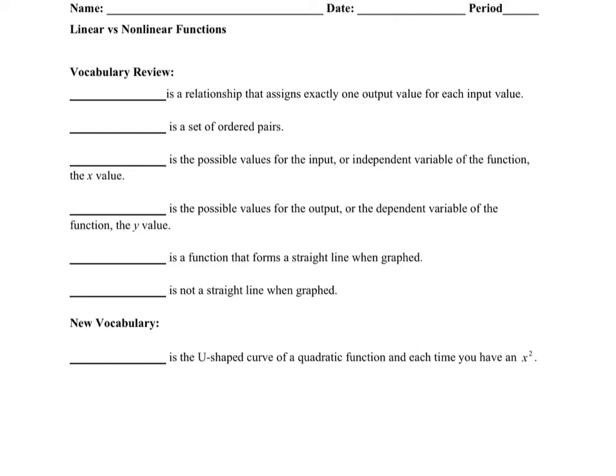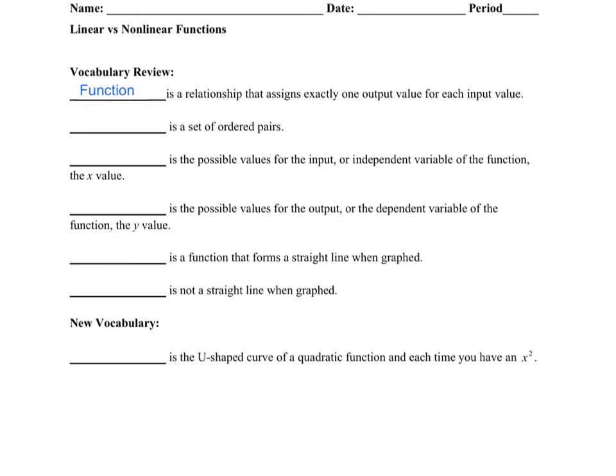This is Mrs. Gallagher, and today we're going to discuss linear versus nonlinear functions. So let's review some key vocab terms. A function is a relationship that assigns exactly one output value for each input value. So a function basically has all different x values.